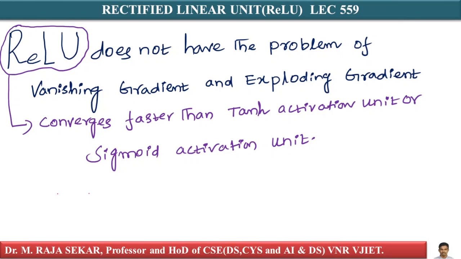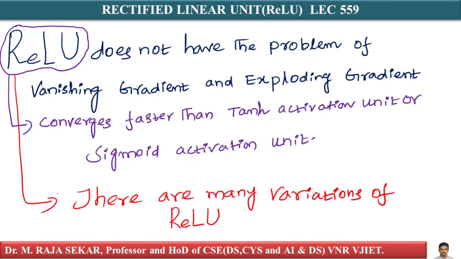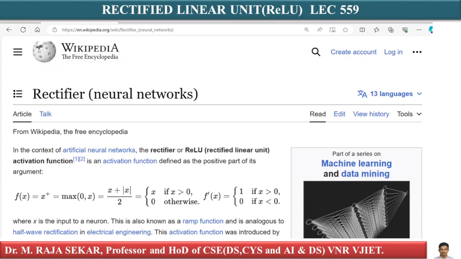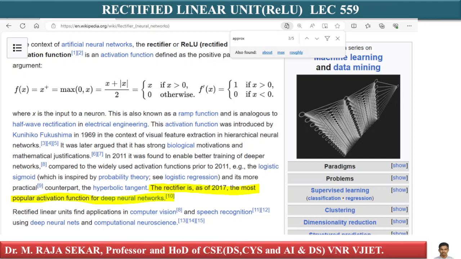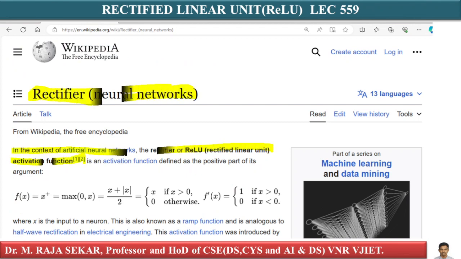There are many variations of ReLUs. Go to the Wikipedia page. We see some of the variations. I want to explain the Wikipedia page, a very well written page. As of 2017, the most popular activation function for deep neural networks is ReLU. We saw the definition of what ReLU is. Here, instead of Z, they put X, nothing else.